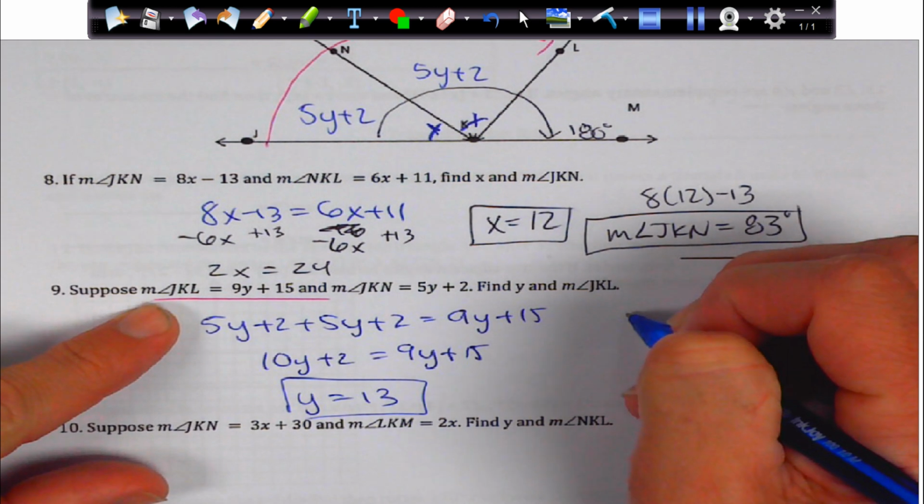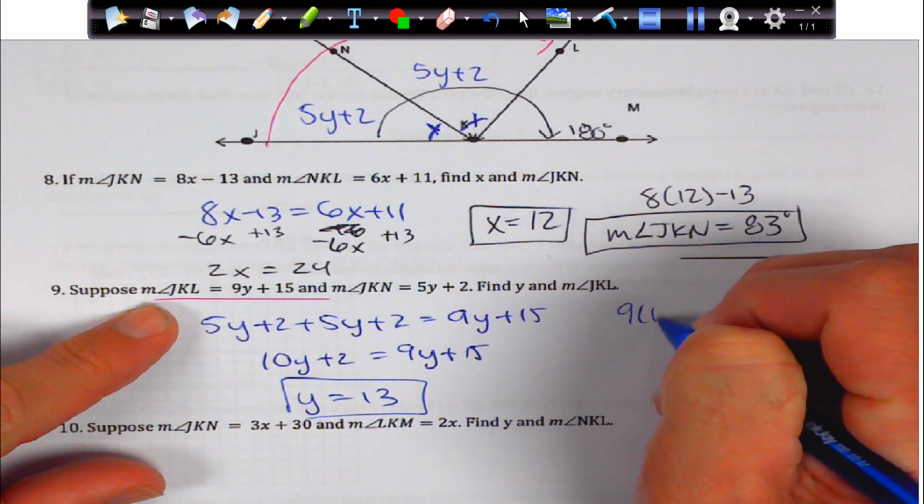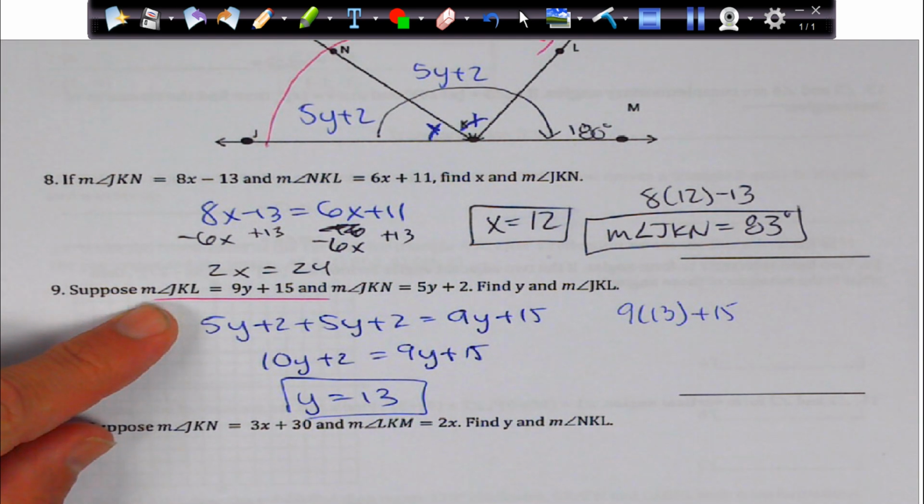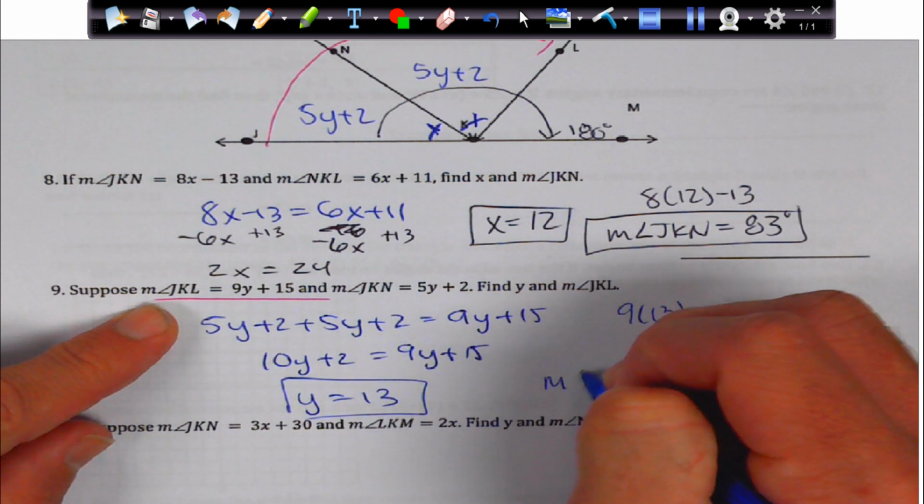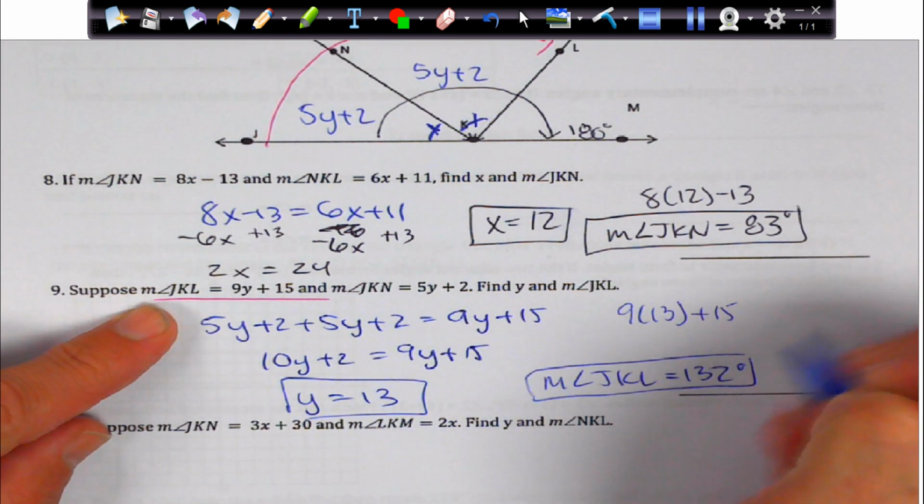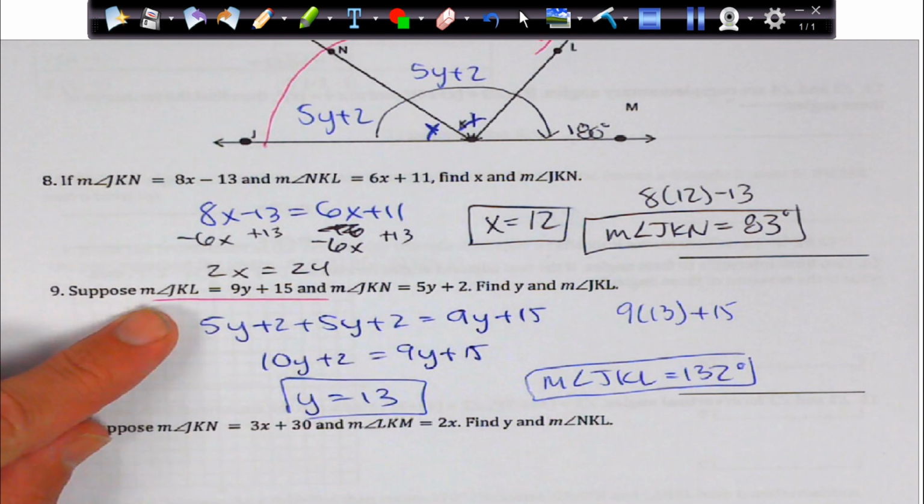So plug it back in. So we get 9 times 13 plus 15. I'm going to use my calculator so I don't mistake anything. And we get a pretty big answer here. This is 132 for the measure of JKL. Again, these measures don't go with each other. They just use the same picture.